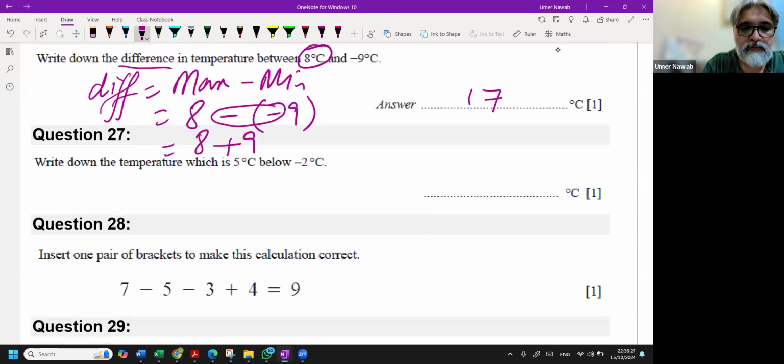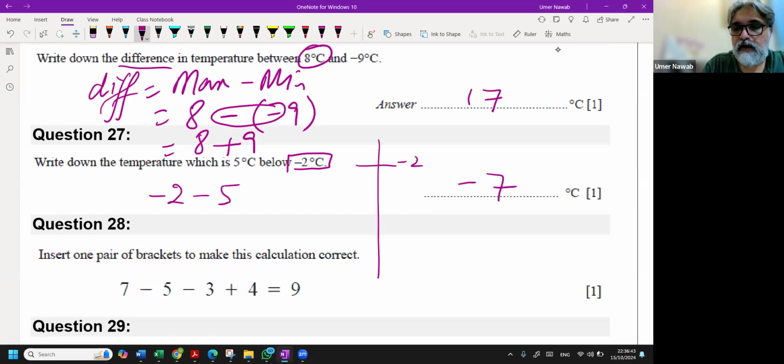From a temperature of minus 2 degrees Celsius, I need to go further 5 degrees Celsius down. So minus 2 minus 5 will give you negative 7. You are at negative 2, you have to go 5 units down. When you go 5 units down, you will definitely stop at negative 7.